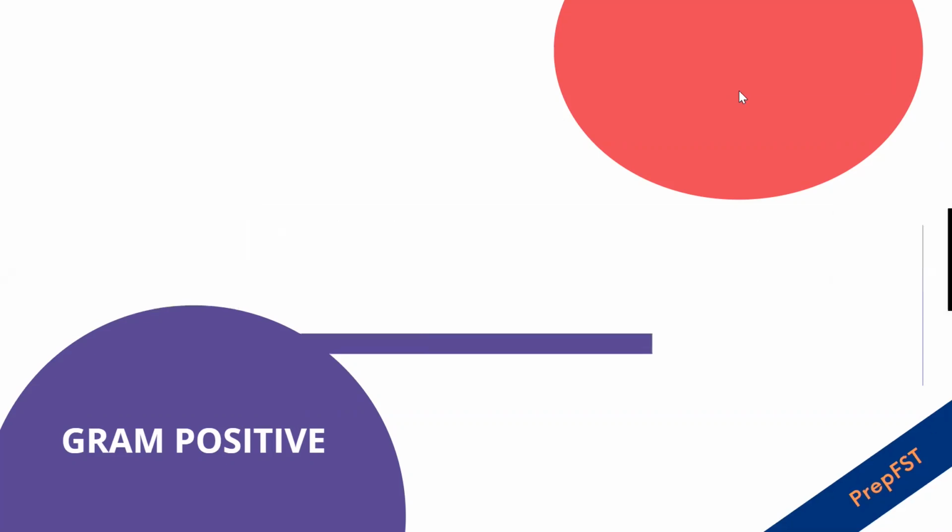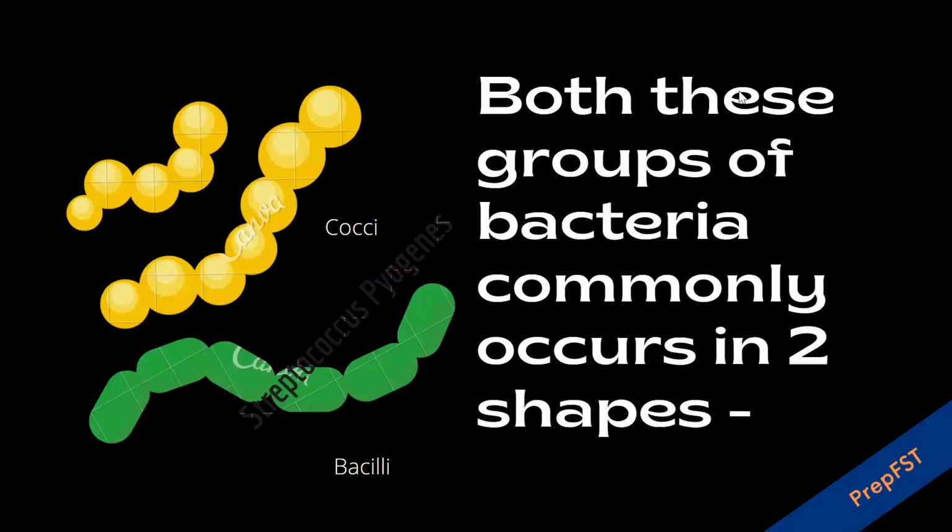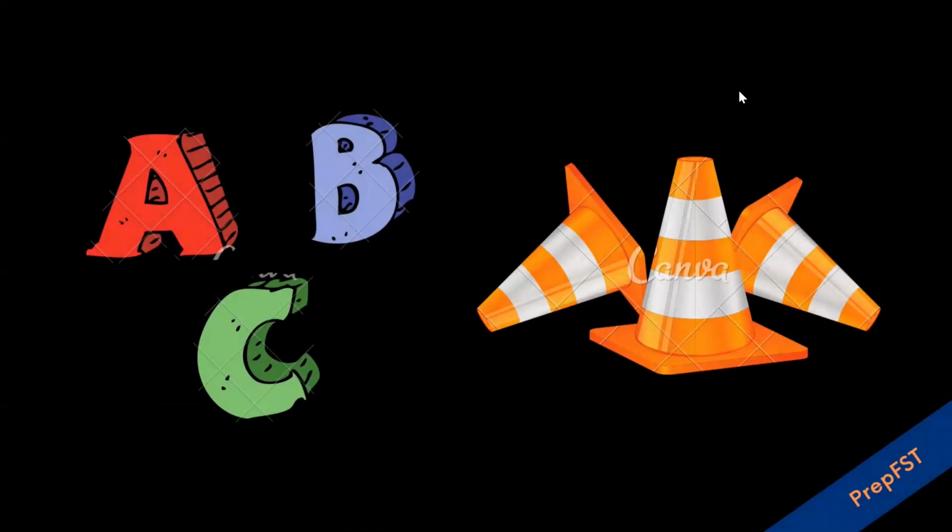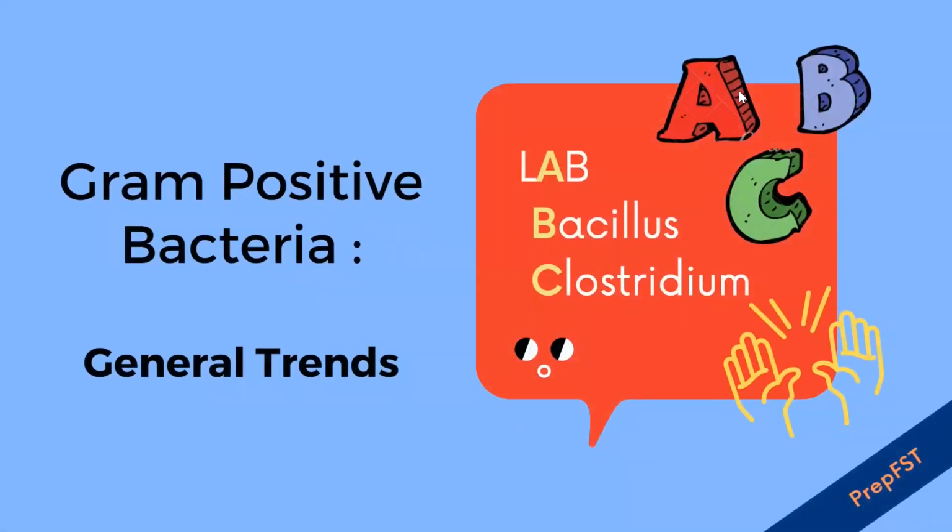We also know that commonly the major two shapes in which bacteria occurs are the spherical shaped cocci and the rod shaped bacilli. Now, in order to remember the two important types of bacteria based on their reaction with the gram stain, you just need to remember these two things: the letters A, B, C and the cones, the ones you find on the roads and highways. A, B, C and cones. It's that simple. Let's start with the gram-positive bacteria and the simple techniques to remember the important names.